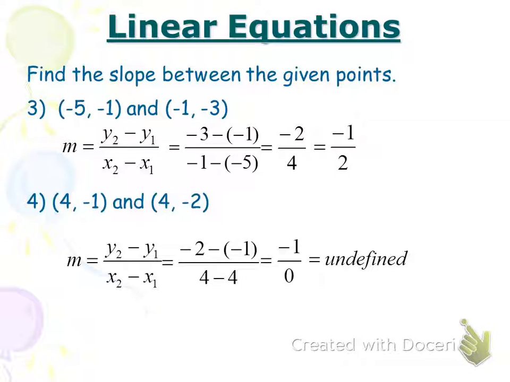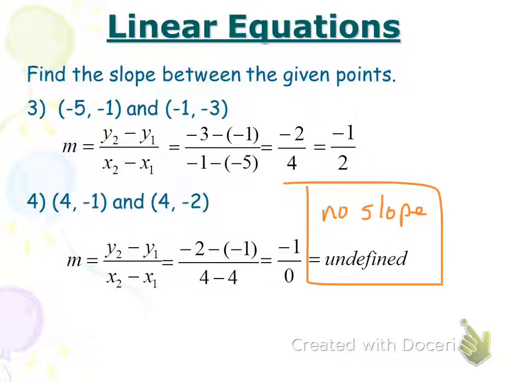Now, another way you could say this is that this particular line has no slope. Okay? No slope or undefined slope are equivalent to each other. This is a great time to point out that 0 and nothing in mathematics are very different from each other. 0 is a number, nothing is nothing.